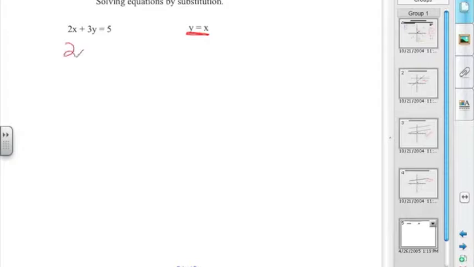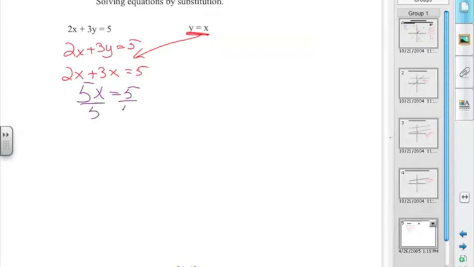So if we have 2x plus 3y equals 5, we're going to substitute in y equals x. 2x plus 3x equals 5. We substituted in the x for the y from this equation. Now we will simplify it. 2x plus 3x is 5x equals 5. Divide both sides, or each individual item, by 5. And we know that x is equal to 1. That's the x coordinate where these two lines intersect each other.